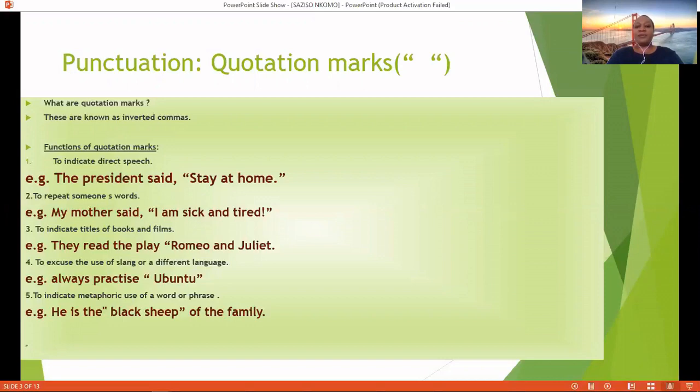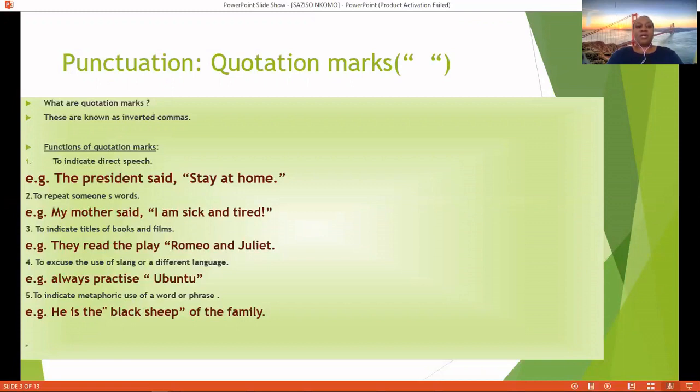For example, you can see there on the screen, the president said, "Stay at home." The quotation marks have been used there to show the direct speech, these direct words which were said by our president.